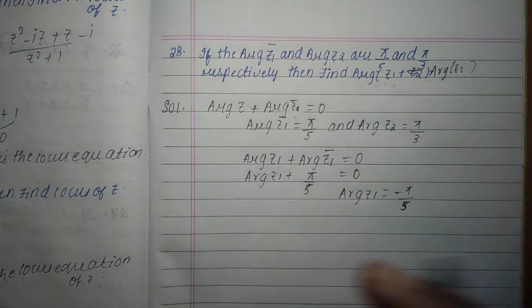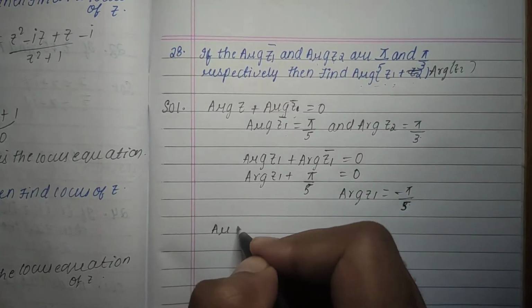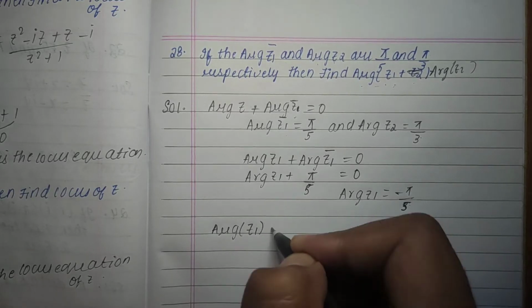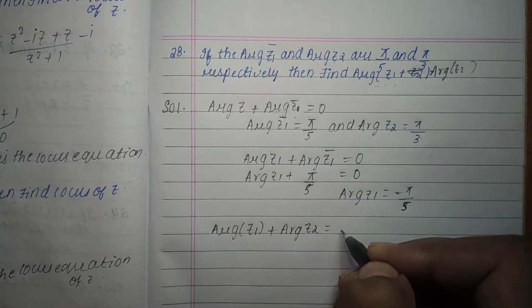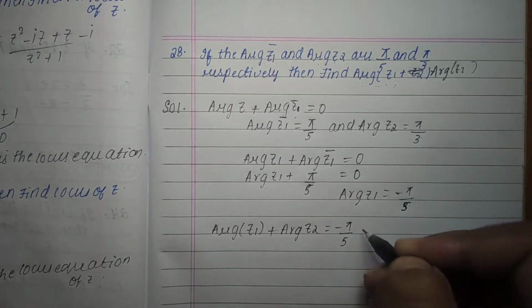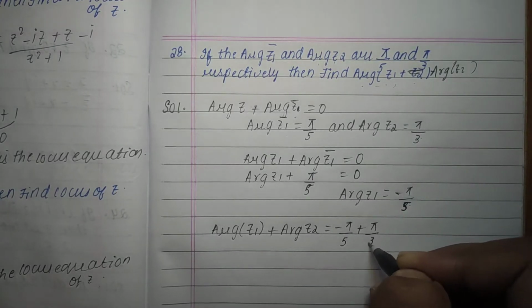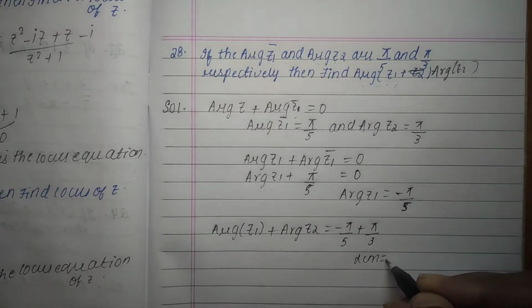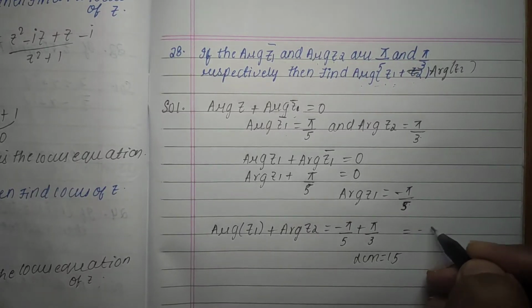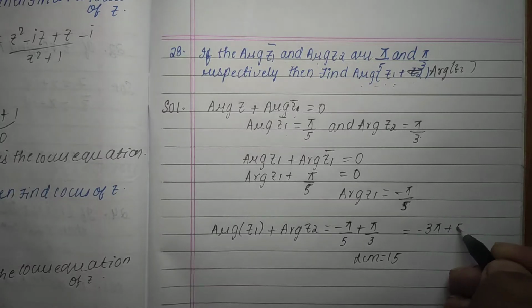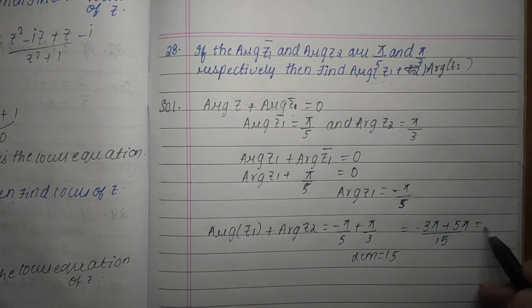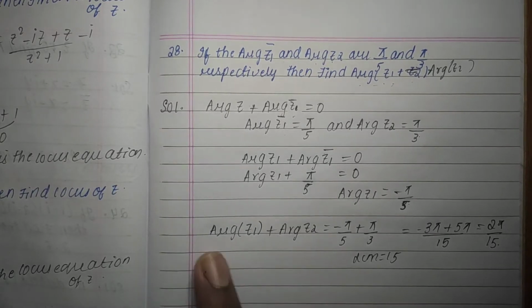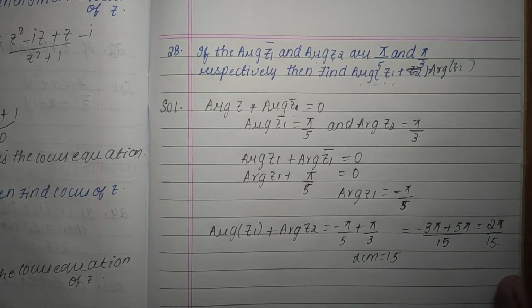Now add this to arg z2. Arg z1 plus arg z2 is equal to minus pi by 5 plus pi by 3. LCM is 15, so that is minus 3 pi plus 5 pi by 15. So this becomes 2 pi by 15. So the value of arg z1 plus arg z2 is 2 pi by 15.